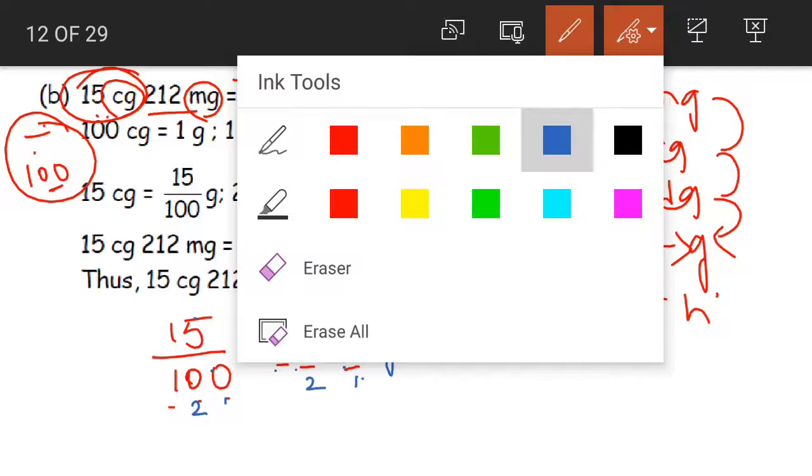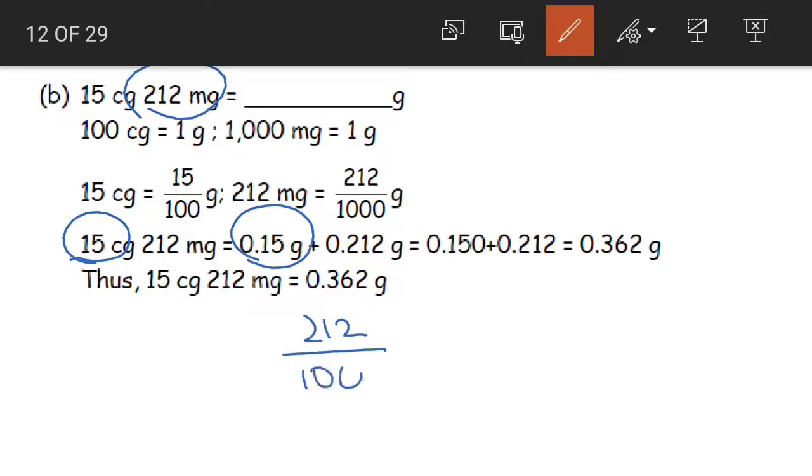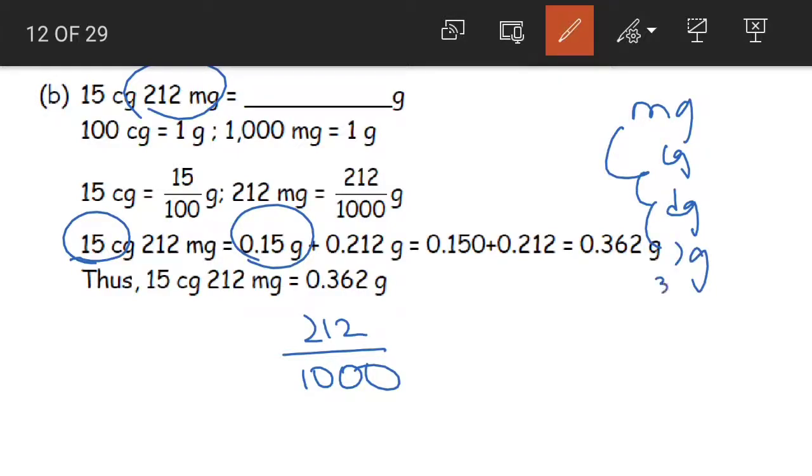Now again, the next one. 15 centigrams is equal to 0.15 grams. Next we have 212 milligrams. Now 212 divided by 1000. Yes, see, milligrams, centigrams, decigrams and grams. 1, 2 and 3. 3 jumps. So we have 3 digits in the denominator. 3 zeros in the denominator.